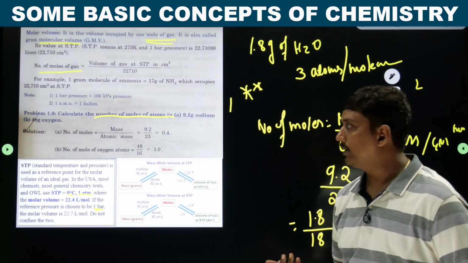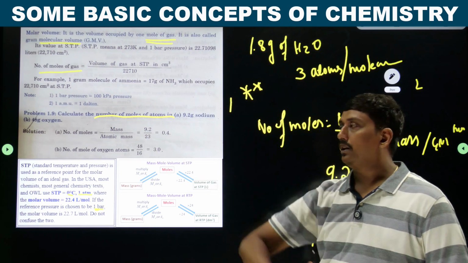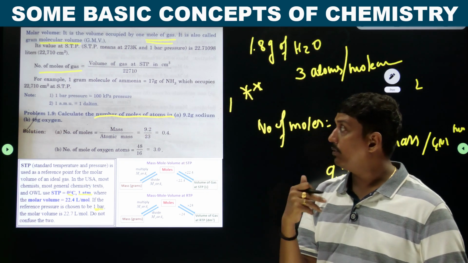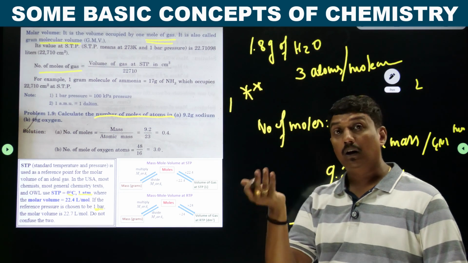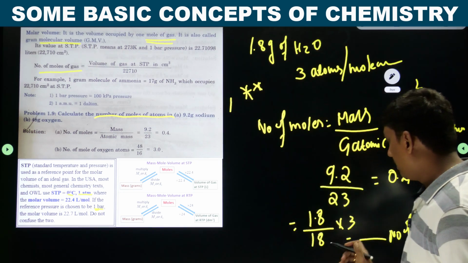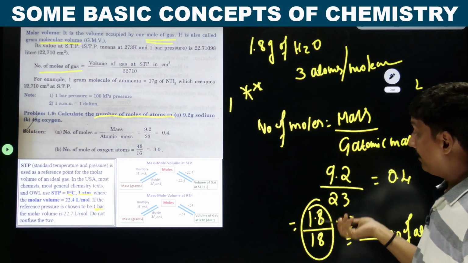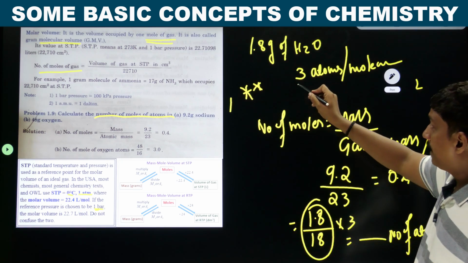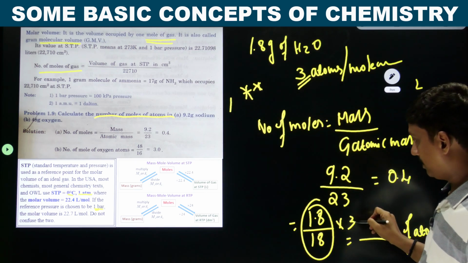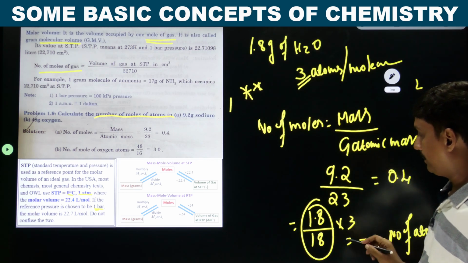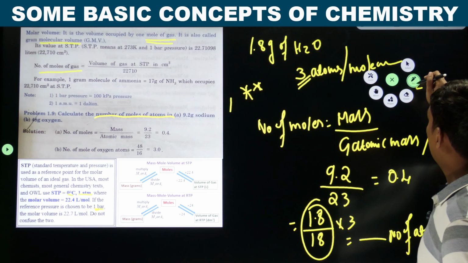Atoms. So like this we can calculate the number of moles of atoms or the number of atoms also. 1.8 divided by 18 gives the number of moles. For the number of atoms, per molecule how many atoms are there, that is to be multiplied here.